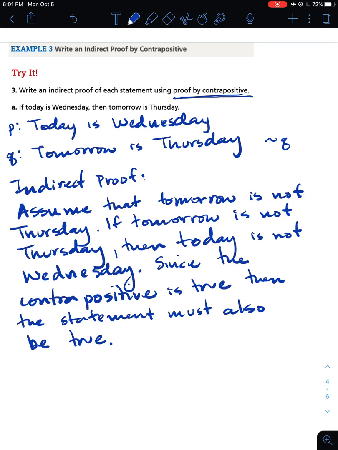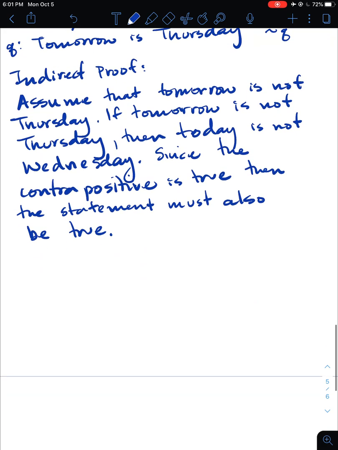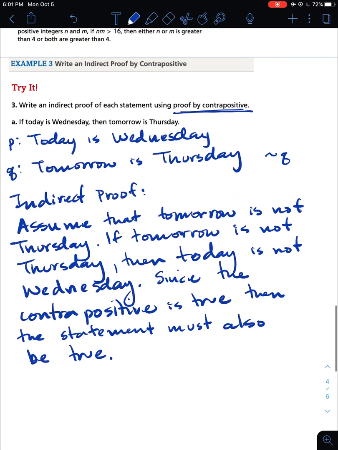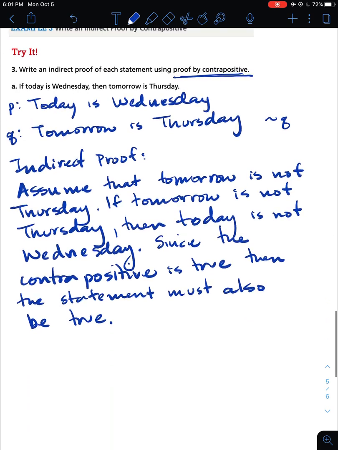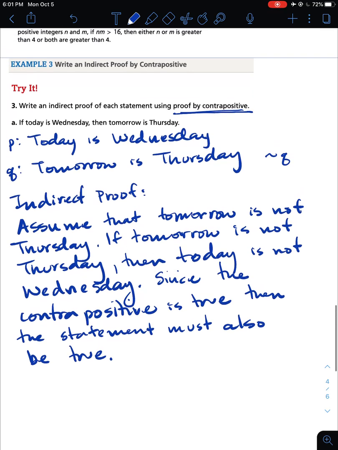All right, and that is it for today. That is all of our examples. So that's it for today. If you have any questions, go ahead and contact me.